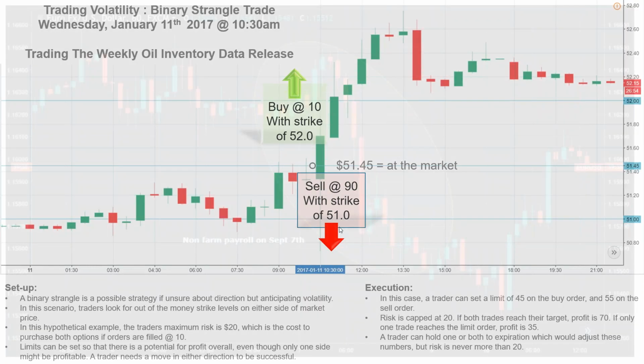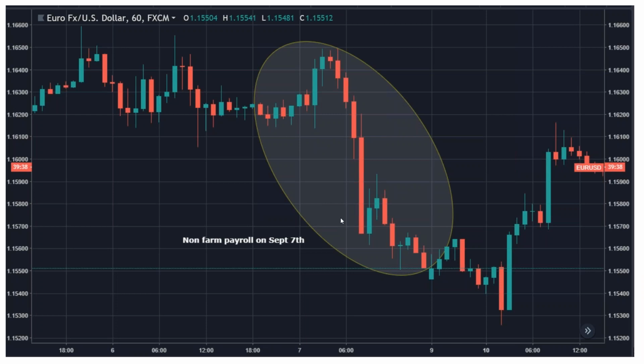Oh, sorry. So last example here before we get to the oil trade, this is a euro dollar. This is last month's non-farm payrolls. Again, we have non-farm payrolls coming up on Friday, tomorrow. So you can see, as non-farm payrolls hit, this is euro dollar. So again, if it's bullish for the dollar, that means this will go down.